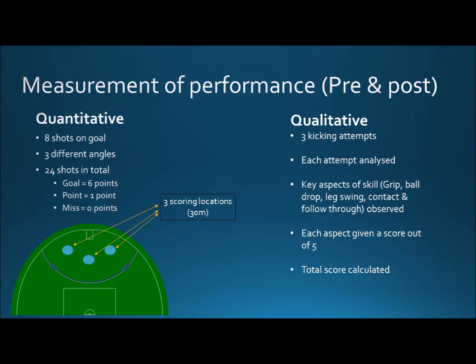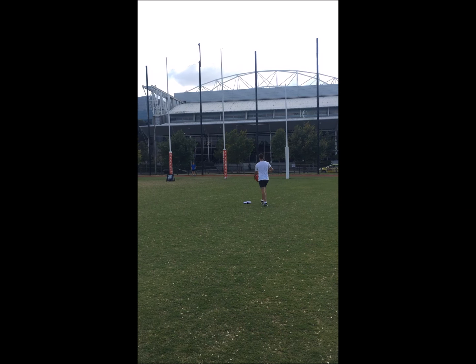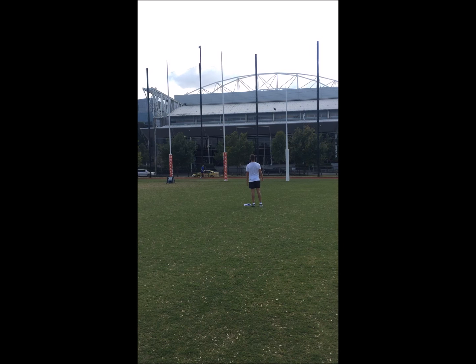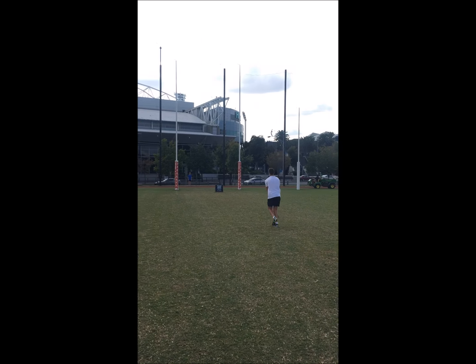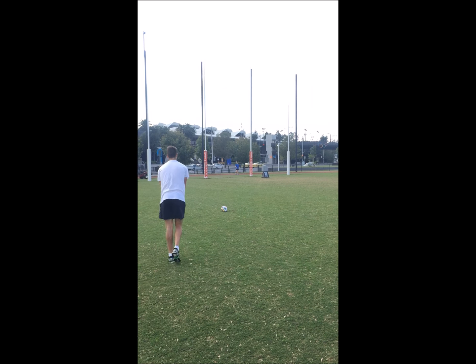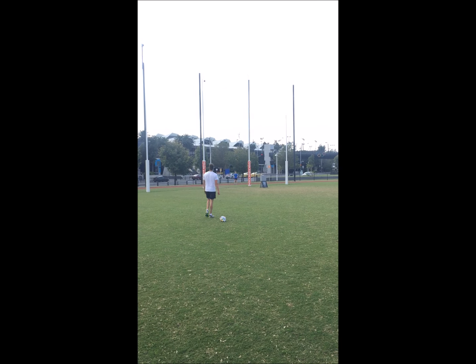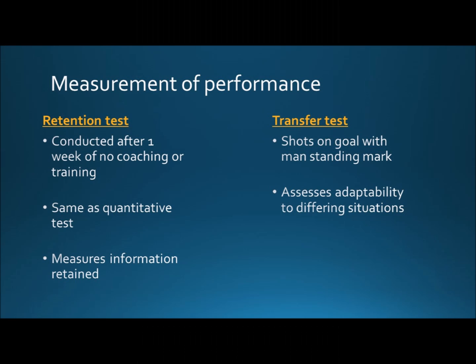In order to measure the difference in performance before and after the 5-week training program, a quantitative and qualitative test will be administered. The quantitative test will measure accuracy in front of goal, whilst the qualitative test will analyse kicking technique based on the 5 key aspects. The same 2 tests will be conducted again after a 1-week period of no training or coaching, to measure how well the learner retained information from the program. This is called the retention test.